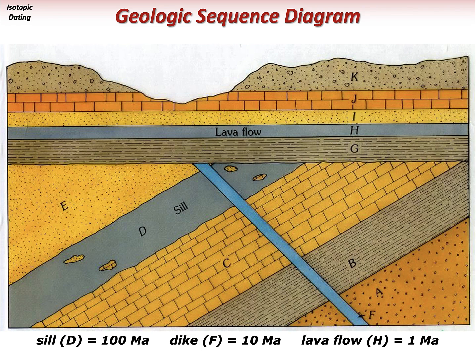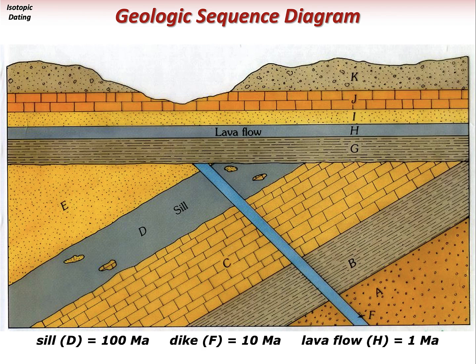Now, because we know the exact ages of the three dated igneous units, D, F, and H, we have indirect age information on the other units as well. If the age of the sill D is 100 million, then the sedimentary layers A through E are all older than 100 million. The age of layer G must be between 1 million and 10 million, and finally all of the layers above lava flow H must be younger than 1 million years old.